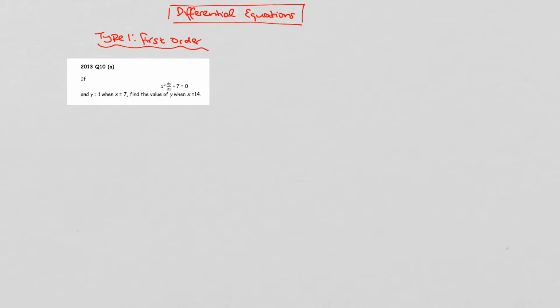So this first part of the question in A actually only became 10 marks, which normally we'd have as a 20 mark question, at least for our A part. So this one actually only ended up being 10 marks in 2013. Okay, so again we have our equation given to us as x squared times dy dx minus 7 equals 0, and we want to find the value of y when x is equal to 14, given that y is equal to 1 when x is equal to 7.